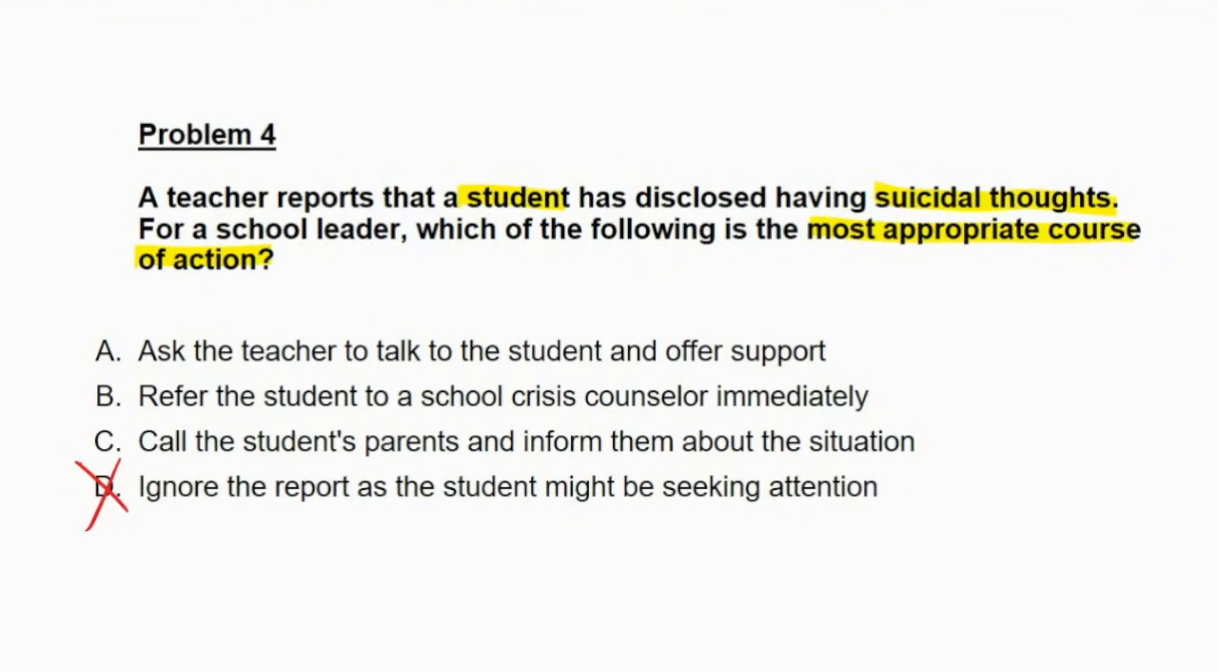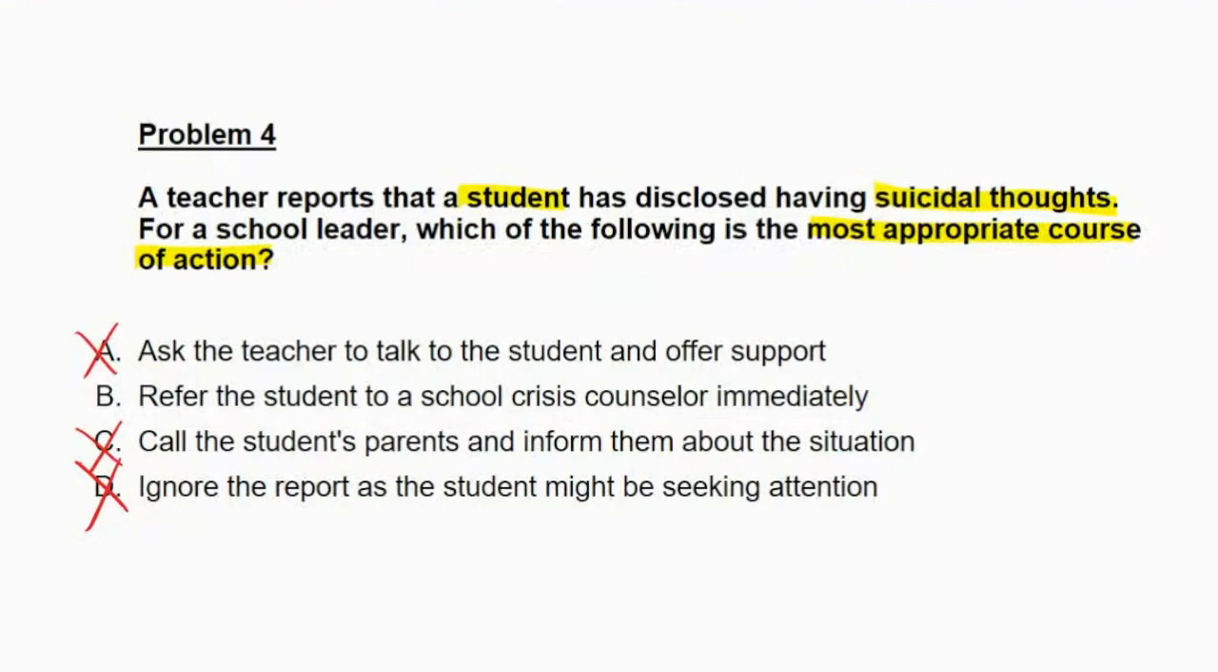address this issue. For example, we should not ask a teacher, although they may be close to the student, to support them in this time. They are not a trained professional to address and handle this situation. We should also not inform the student's parents just yet, as we want to make sure the student has the appropriate attention that they do need and support they do need to help them in this situation. This leaves us with letter B as our correct choice.